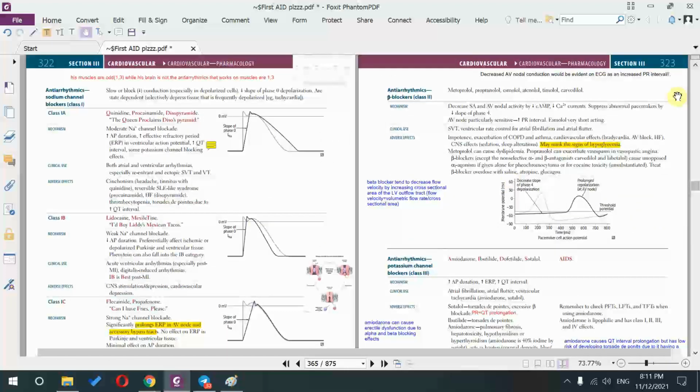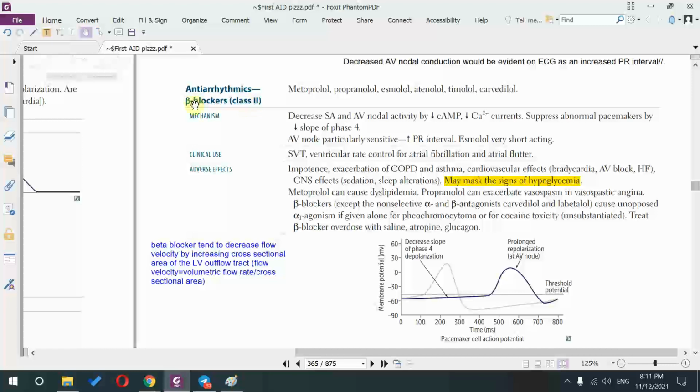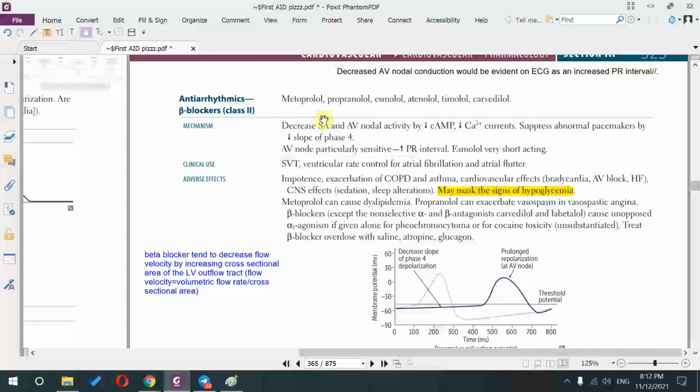So now the class 2, beta blockers: metoprolol, propranolol, esmolol, atenolol, timolol, and carvedilol. The mechanism: they just decrease the vagus activity, and thus they lead to decrease in, sorry, not vagus, what I'm saying, beta blocker is sympathetic. Okay, so they decrease the SA and the AV nodal activity by decreasing cyclic AMP. Guys, if cyclic AMP is decreased, what will increase? Remember where cyclic AMP came from.